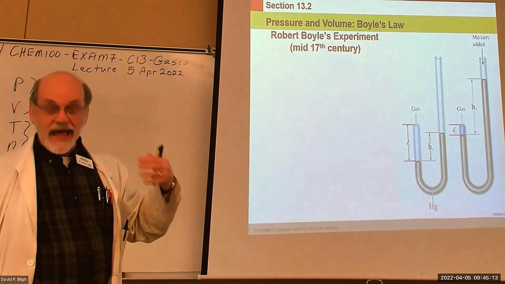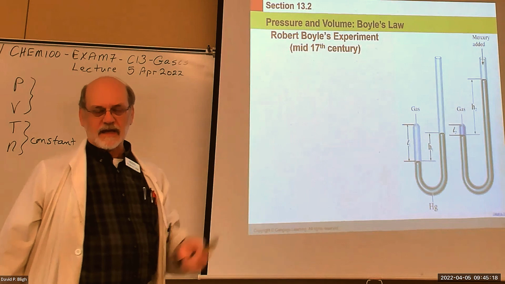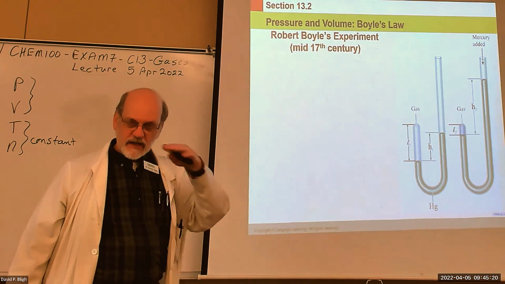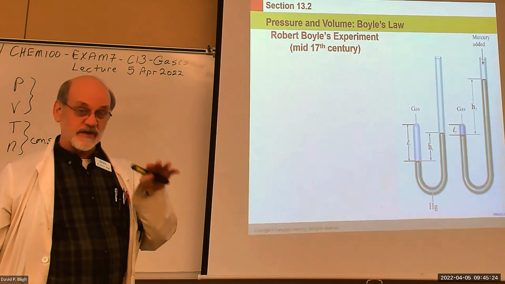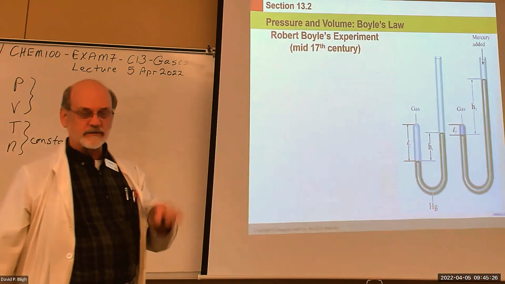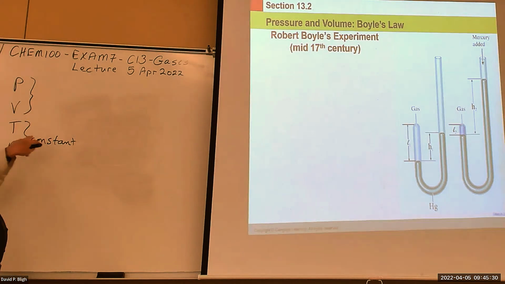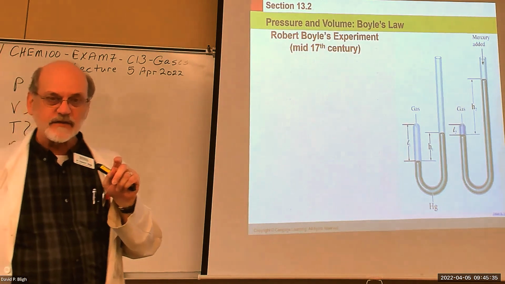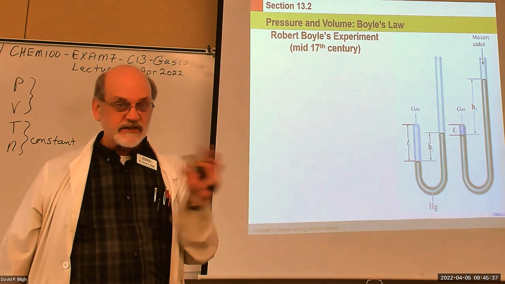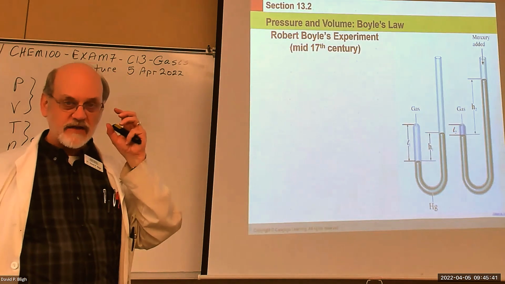If he wanted to be absolutely sure, all he had to do is submerge his device in ice water. And they knew that ice water would be constant temperature. They weren't real good at measuring temperatures at this point, but they knew that it would change. Anyway, constant temperature and constant number of moles. How much gas is confined, and you can't change the amount. The amount of gas you start with is the amount of gas you end with.